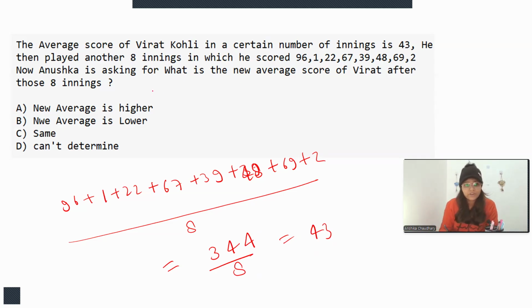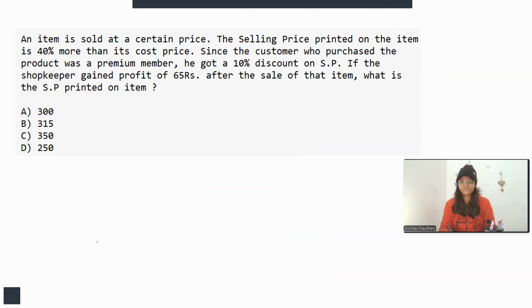Now it is asking what is the new average score of Virat after those 8 innings. Previously the average was 43 only, and this time also the average is 43. So the average is the same only. So the same will be the answer. I hope it is clear to you. The question was pretty simple. Let's move on to the next question.